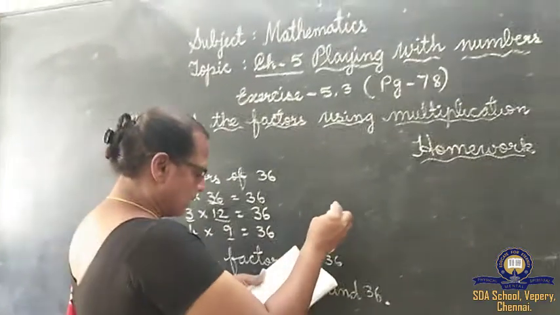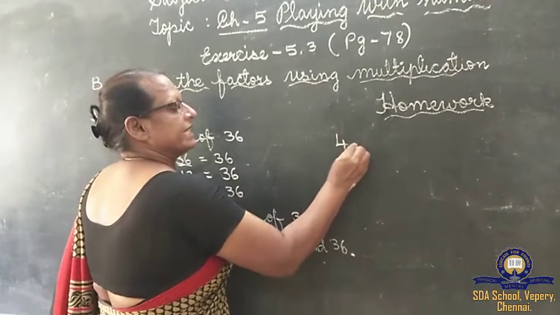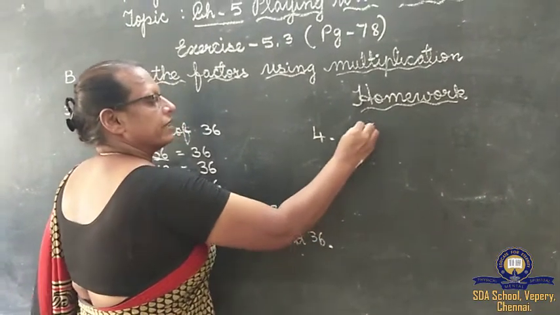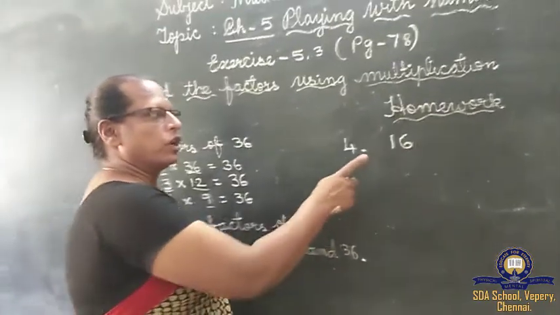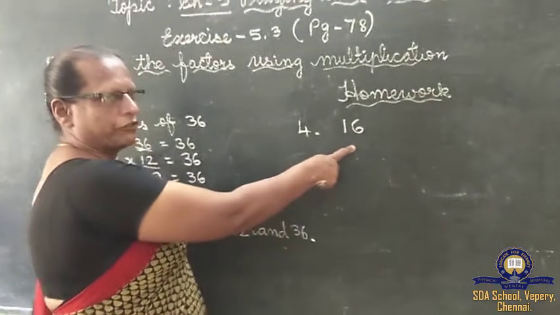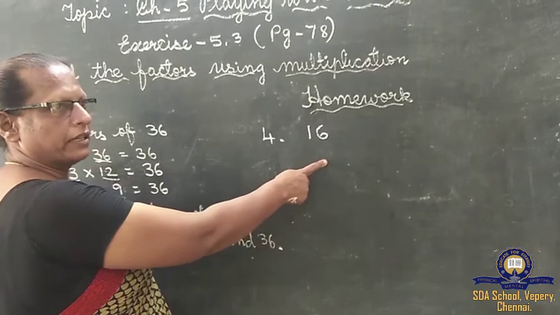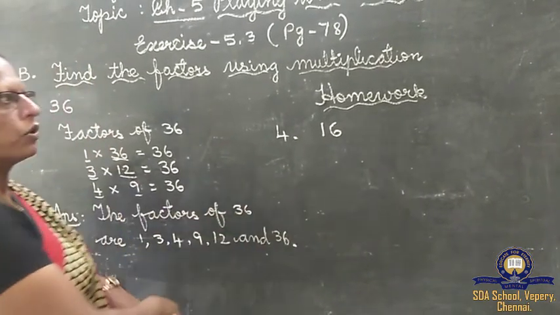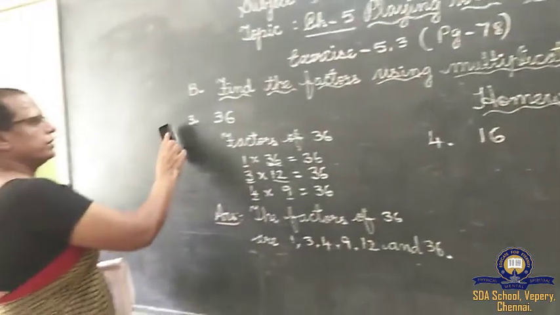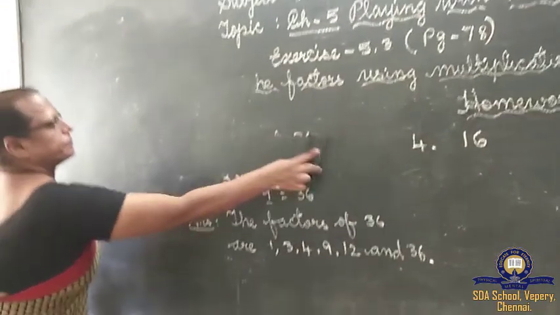Okay children? And the 4th sum is very easy. I have given 16. So you have to find out in what tables 16 goes, and you have to write the factors of 16. Understood children? Okay. Now we will go to the C sum.